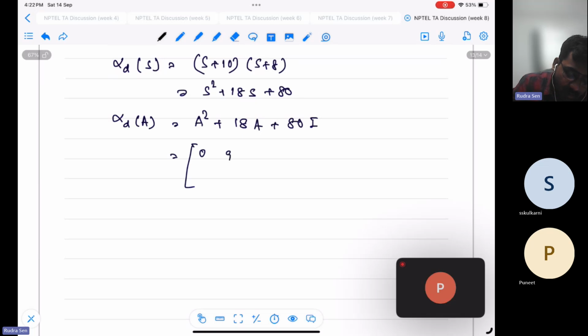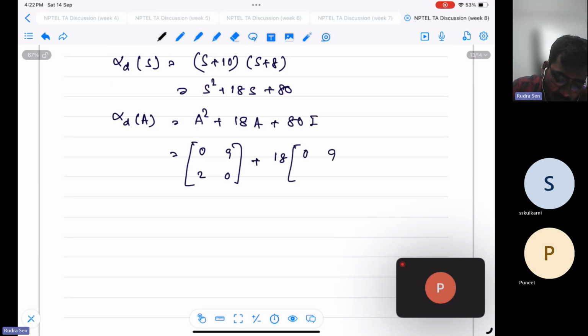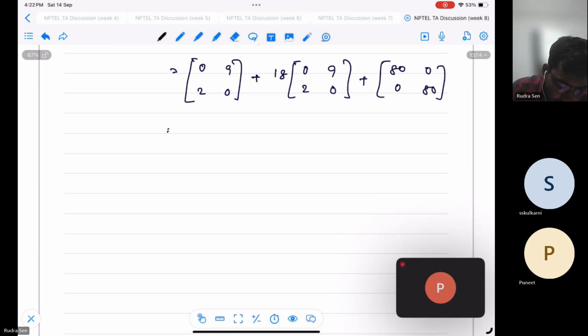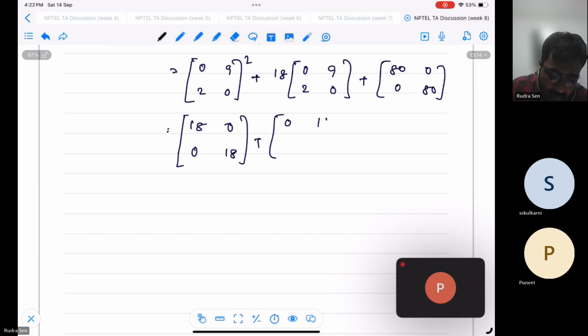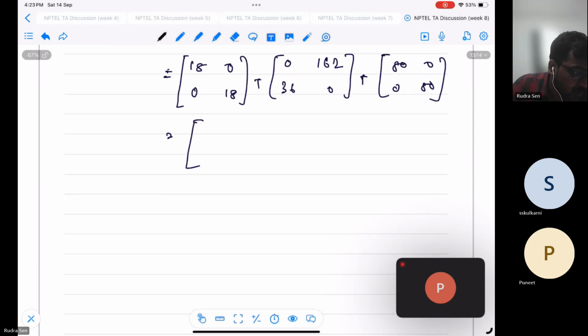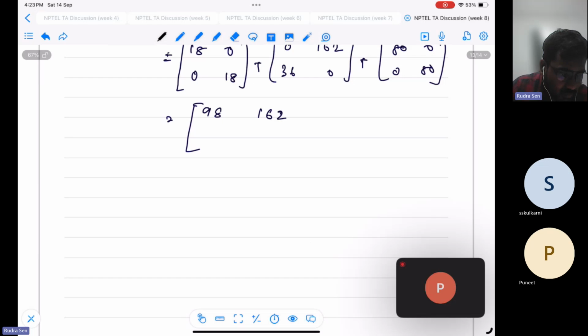So this is A square, plus 18 times A, plus 80 times the identity. Adding these up, we get 98, 162, 36, 98. So this is my alpha d A.